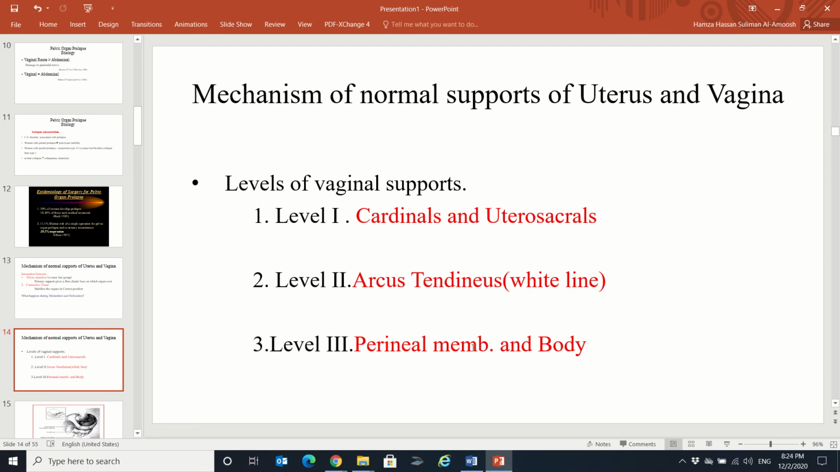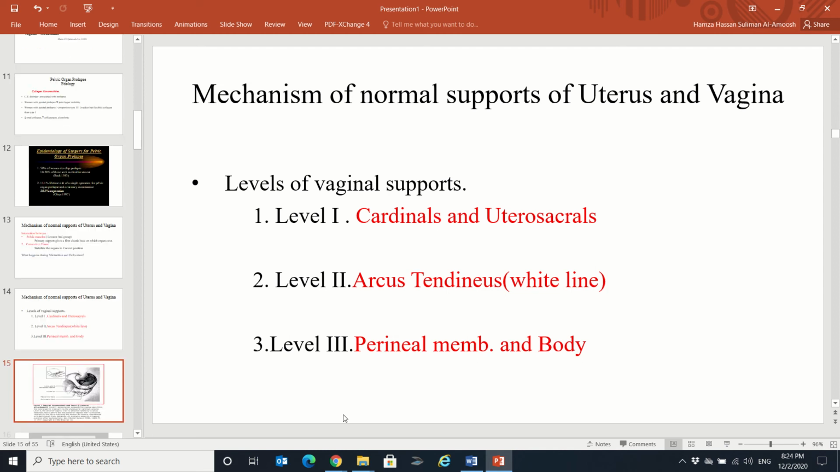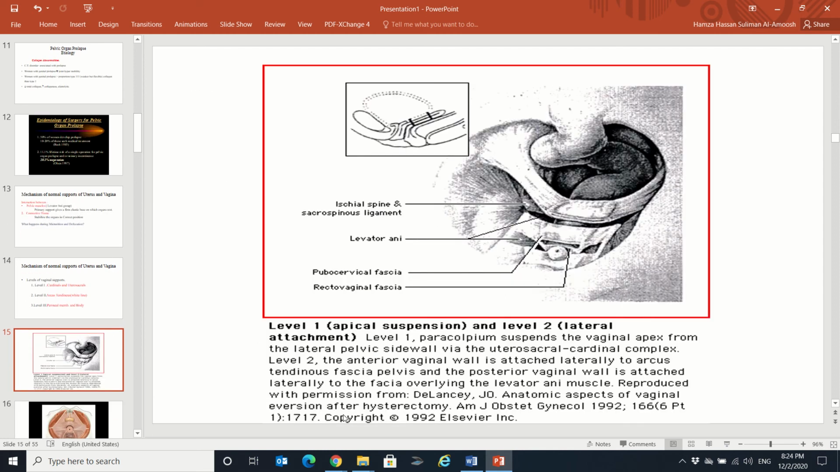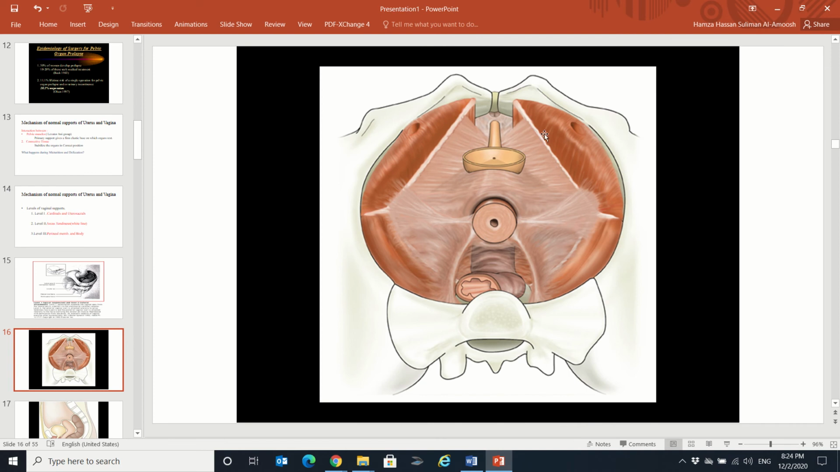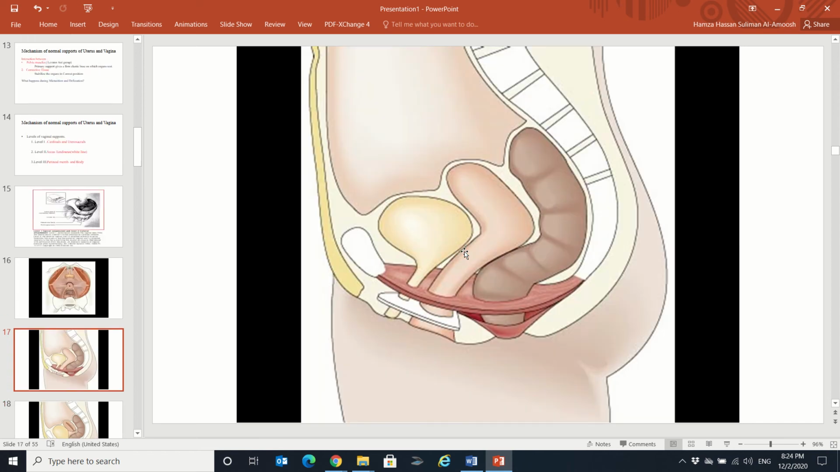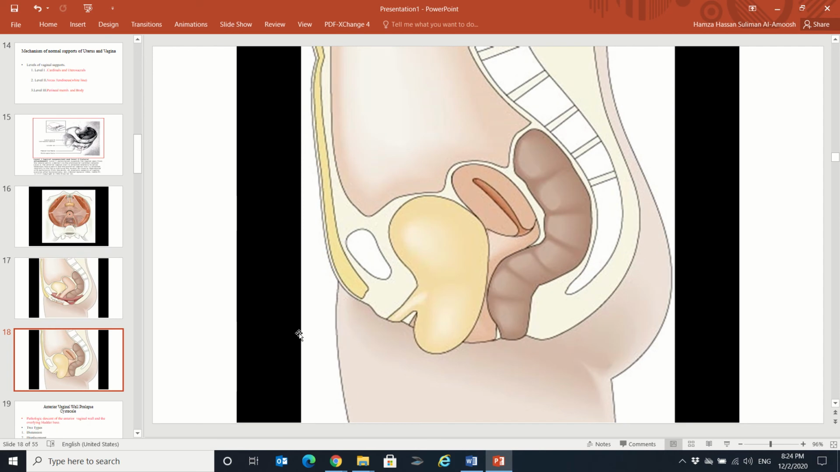Level 3 is the perineal membrane and body. Okay, this is the white line, and this is the connective tissue from there supporting the vagina. This is the normal anatomy. Here, if we look at this picture, we'll see the bladder is bulging and going outside the vagina. This is 3rd degree cystocele. The uterus is up in its place and the rectum is in its place, so we only have cystocele.